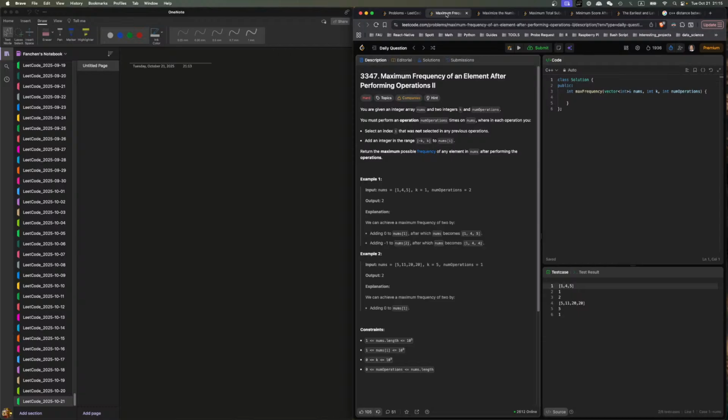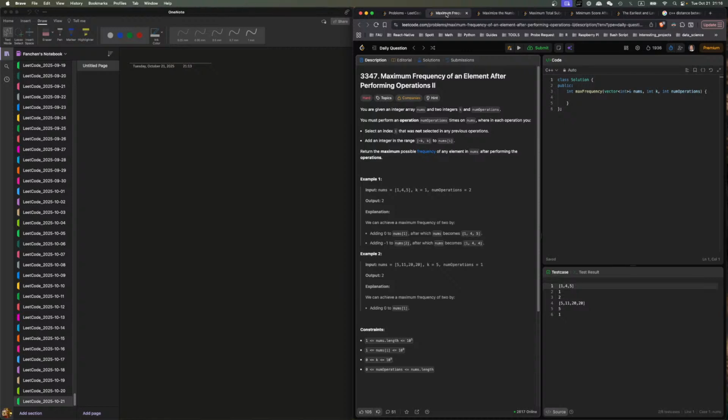So how do we make it better? Now notice the length of the number is still 10 to the 5th. The length of the number is still 10 to the 5th. It's the value itself that gets bigger. I wonder if there is a better way.